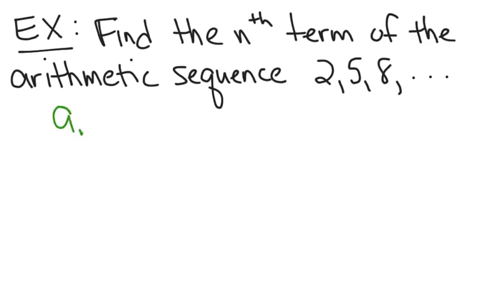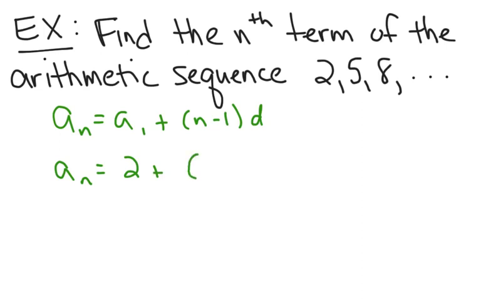So in this formula, I know what a sub 1 is. That's the first term. It's 2. I don't know what n is because I'm writing a general formula for the nth term. But the common difference is 3, because each consecutive term is going up by 3.